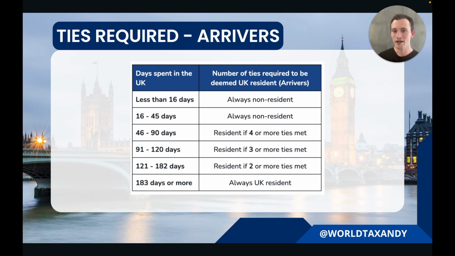If you meet 4 ties, then you're tax resident by spending 46 days or more in the UK, so you'll need to spend 45 days or less in the UK to avoid tax residency. If you meet 3 ties, you're tax resident if you spend 91 days or more, so you essentially get up to 90 days in the UK and so on. And as we saw earlier, if you spend 183 days or more in the UK, you're always a UK tax resident due to the automatic residence test.